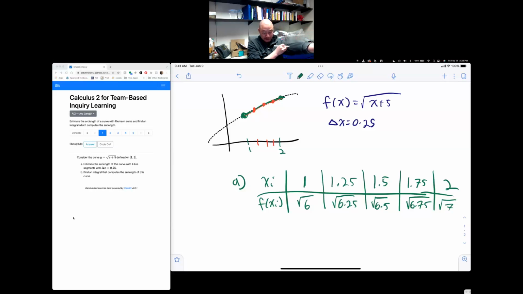Now, remember that in general, the distance formula between 2 points, x1, y1, and x2, y2, is the square root of x1 minus x2 squared plus y1 minus y2 squared. We also note that between my x values, that distance is a constant 0.25 each time by design.